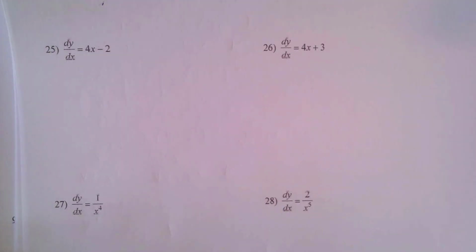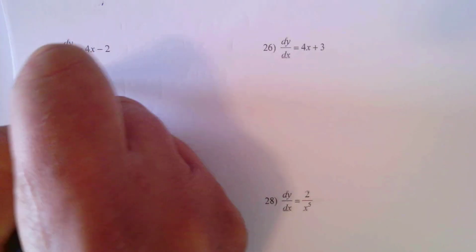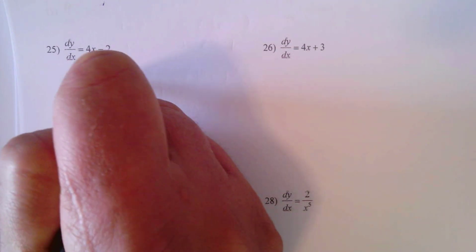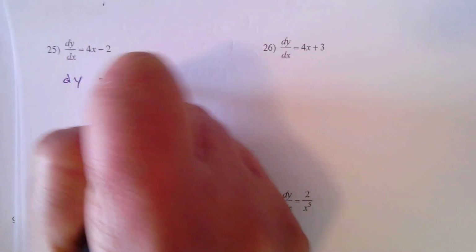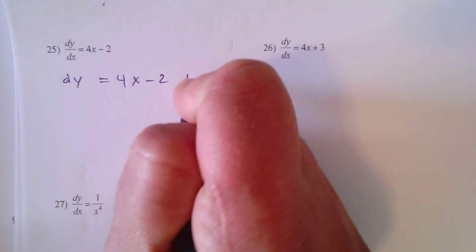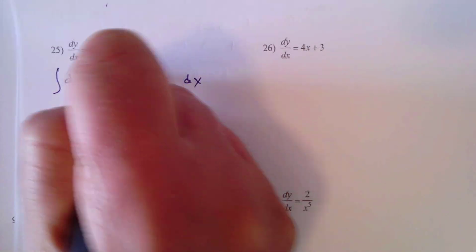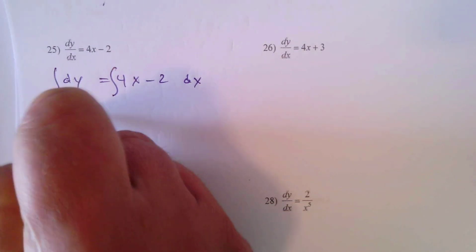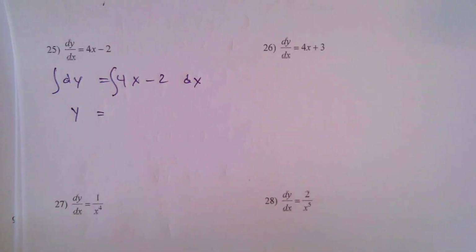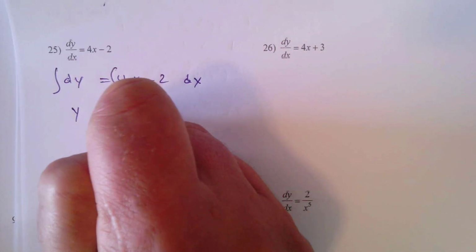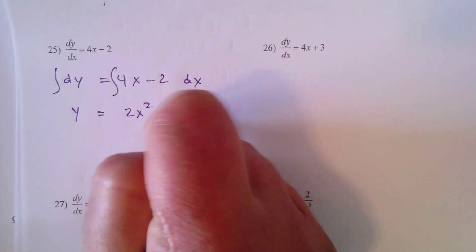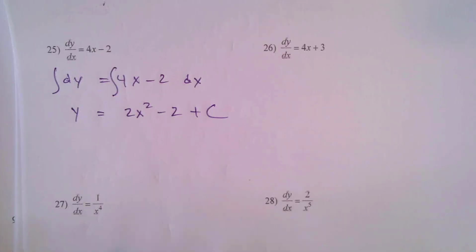Okay, so we're starting out with some easy ones here. 25, another easy one. Separate. So we have to write it as dy equals 4x minus 2 dx. Integrate both sides. What do we get on the left side? We get y. What do we get on the right side? This is going to be 2x squared minus 2. And again, don't forget the plus c.